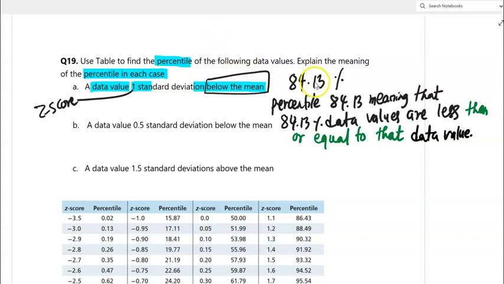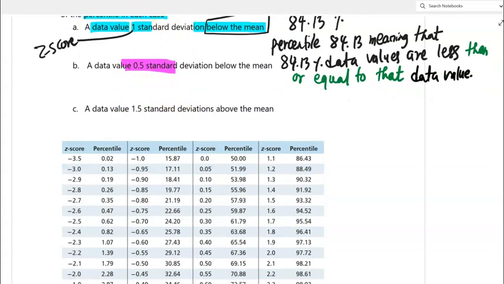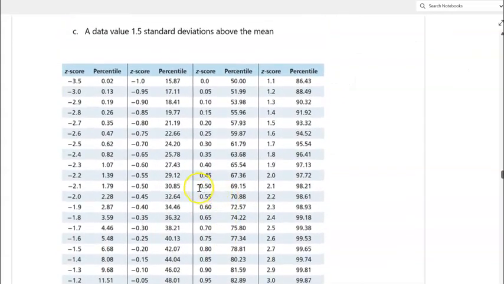So in other words, 84.13% of other data are less than or equal to that data value whose z-score is 1. So again, you're looking for the percentile of 0.5. Let's find 0.5 here on the table. 0.5 is here.